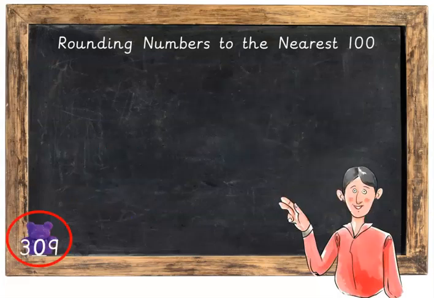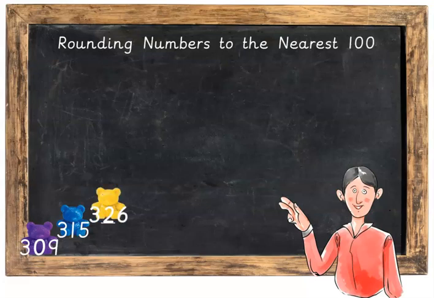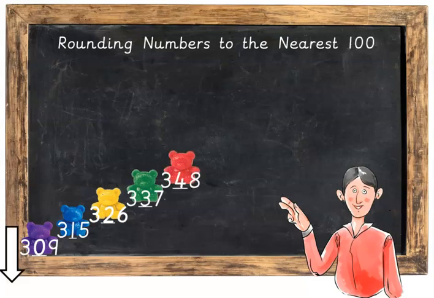So basically, any numbers with either a 0, a 1, a 2, a 3, or a 4 in the tens column will all get rounded down to the nearest 100, which is 300 in this case. So again, because these numbers have either a 0, a 1, a 2, a 3, or a 4 in them, they get rounded down.